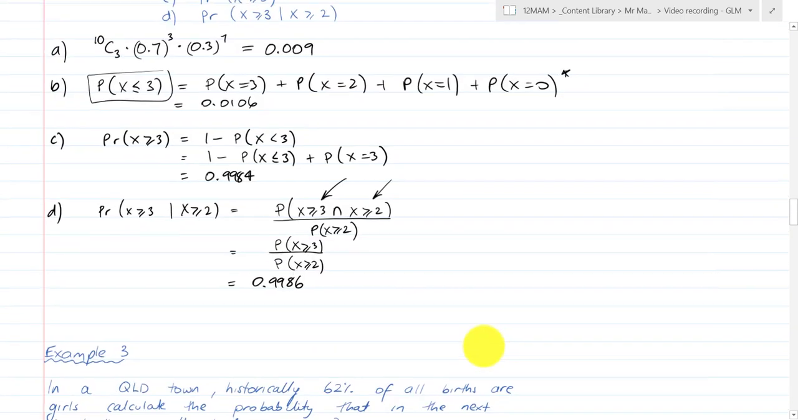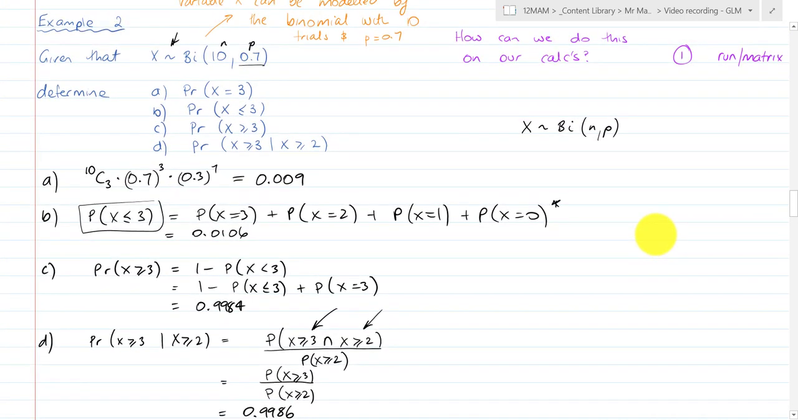And there's our answer to all the parts of example 2, and also a good opportunity for us to see this general form of a binomial where it's just the theoretical form, and also to play with the calculator.